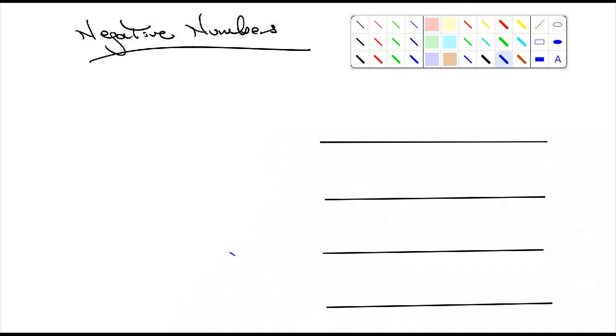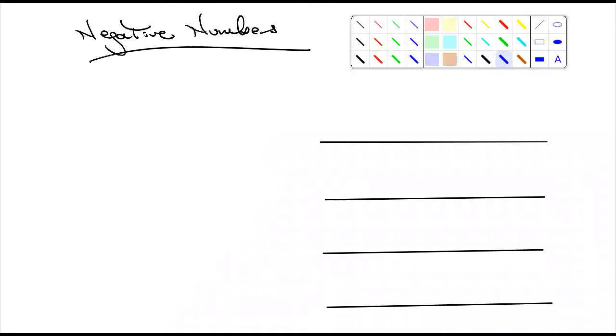Now, before I go any further with that, let me show you something else here. On a number line, negative numbers are always to the left of 0. So if I have 0 right here, these to the right are always going to be positive numbers. To the right of 0 is always positive, to the left of 0 is always negative.